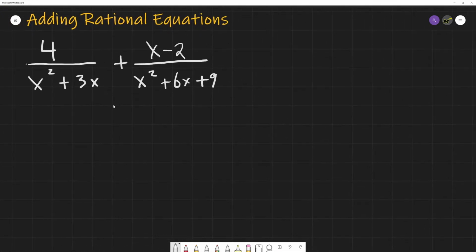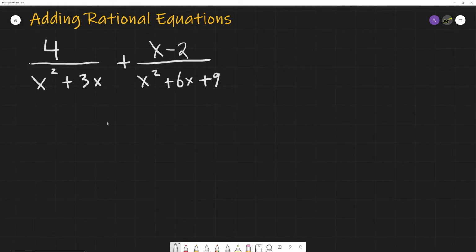So let's look at an addition problem here. So we have 4 over x squared plus 3x plus x minus 2 divided by x squared plus 6x plus 9. Well, before we just start adding together and say we'll have like maybe 2x squared and 4 plus an x minus a 2 and combine our like terms, one thing about fractions is we have to have common denominators before we can add anything. And so they have to be the same size pieces before we can add them together. Otherwise, we're not sure what we have if we're counting different size pieces.